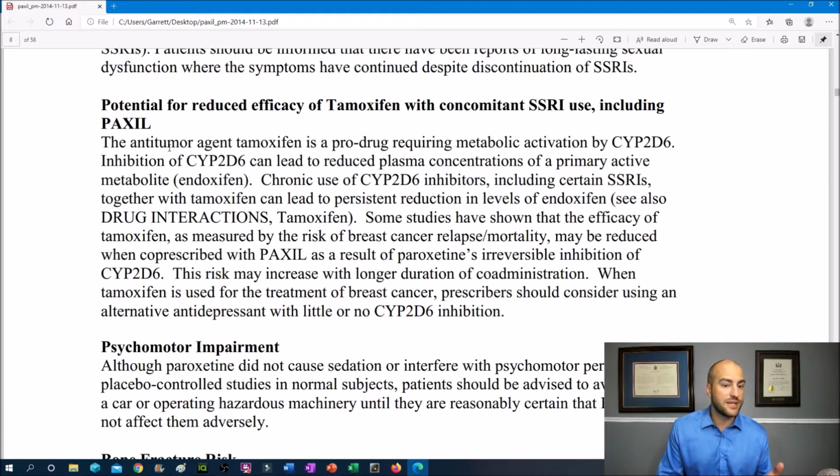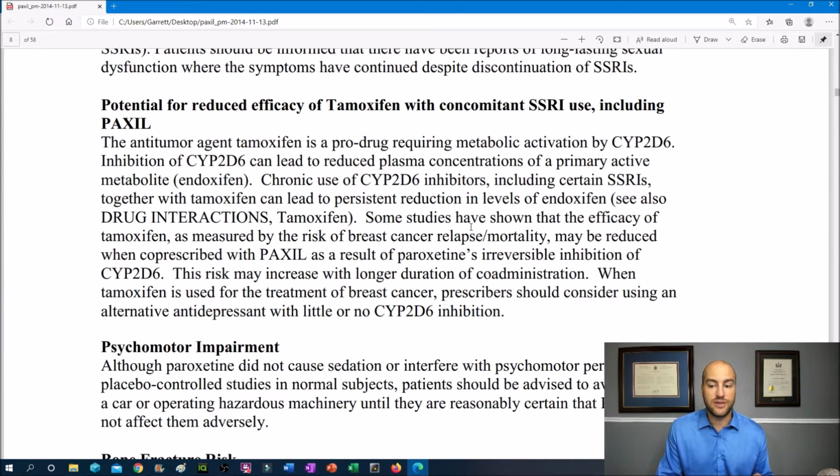All right, so potential for reduced efficacy of tamoxifen with concomitant SSRI use, including Paxil. The anti-tumor agent tamoxifen is a prodrug requiring metabolic activation by CYP2D6. Inhibition of CYP2D6 can lead to reduced plasma concentration of primary active metabolite, endoxifen. Chronic use of CYP2D6 inhibitors, including certain SSRIs, together with tamoxifen, can lead to persistent reduction in levels of endoxifen.